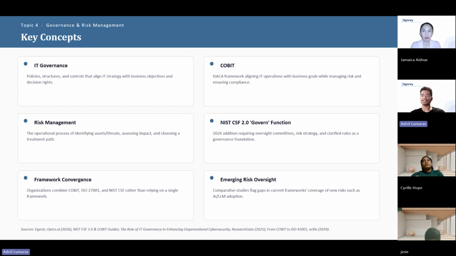Acceptance means consciously deciding a risk is tolerable given its cost versus its likelihood. And avoidance means eliminating the activity that creates the risk altogether.